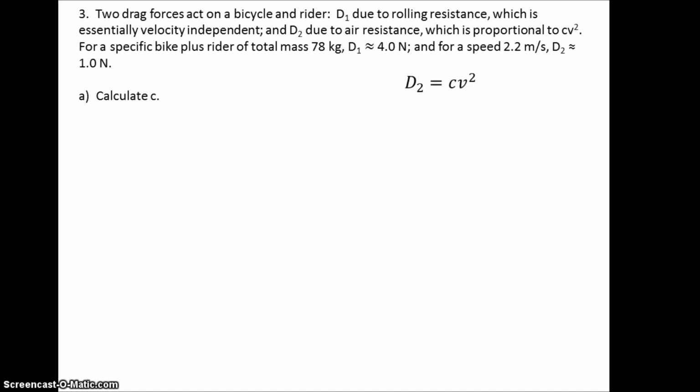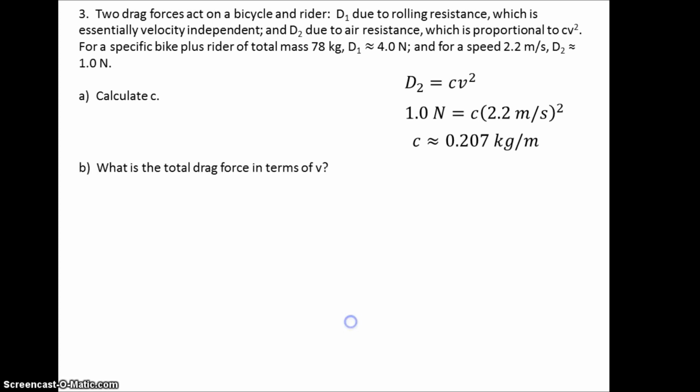Okay, so we know that D2, the second drag force, is equal to cv squared. And we know that at about 2.2 meters per second has a drag of 1 newton. Solve for c and you get approximately 0.207 kilograms per meter.